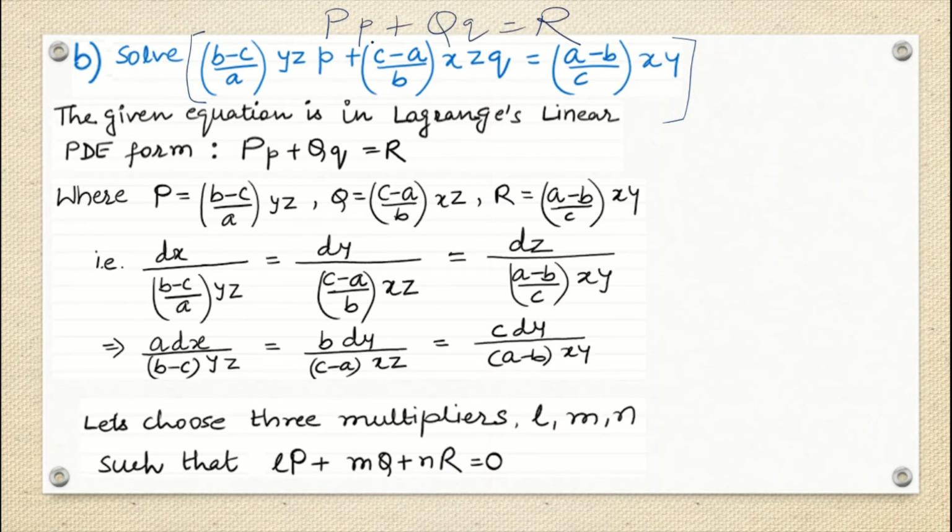And because we can see that the first term contains P, the second term contains Q, and the right hand side doesn't contain any PQ. So we got my step number 1 done. Step number 1 is what? I'm going to write down what is my PQR. Now, what is my step number 2? I'm going to write down Lagrange's auxiliary equation.